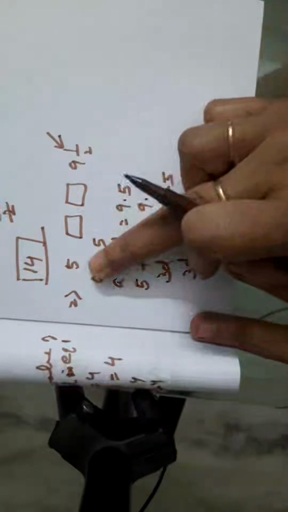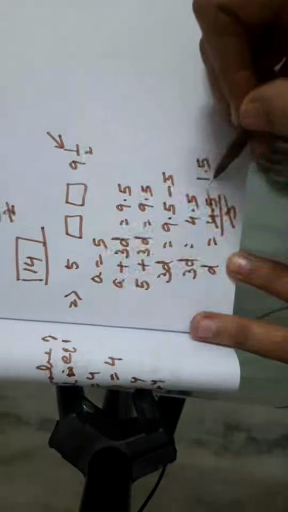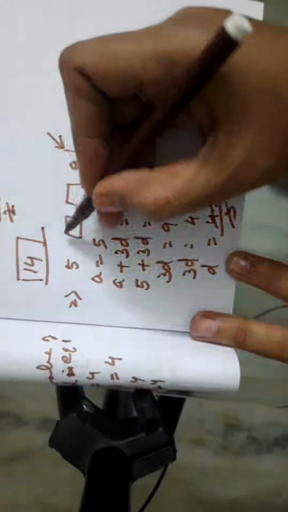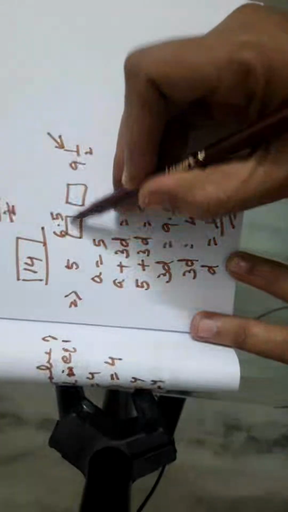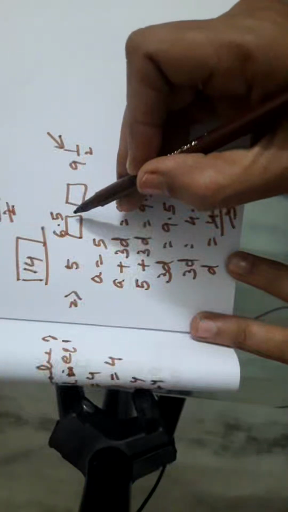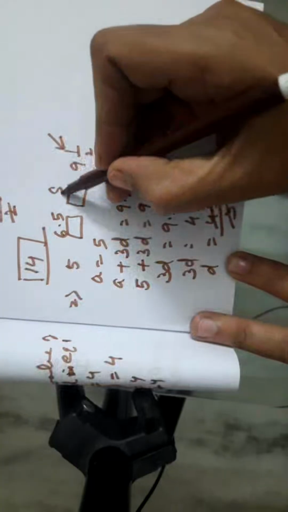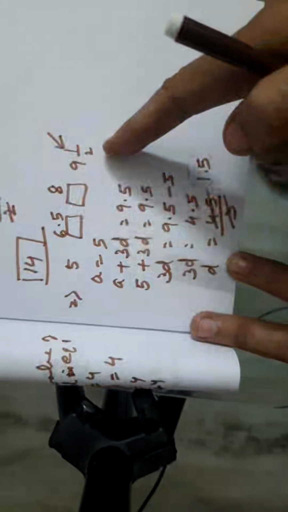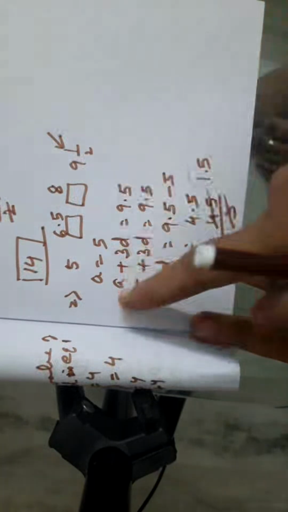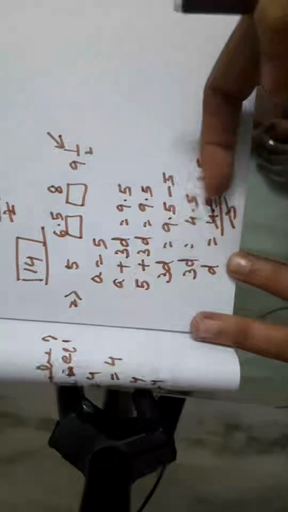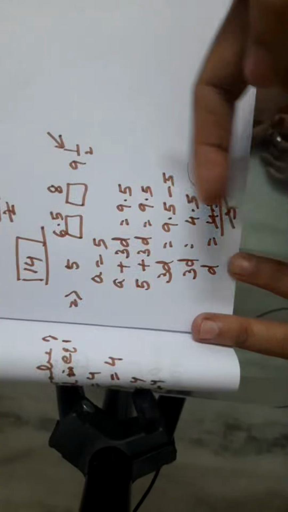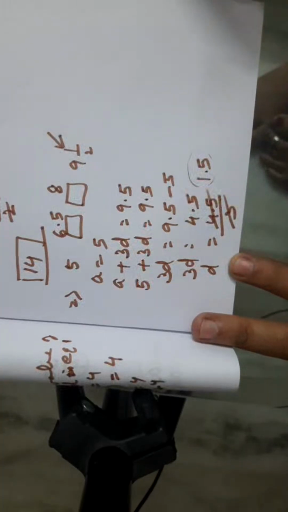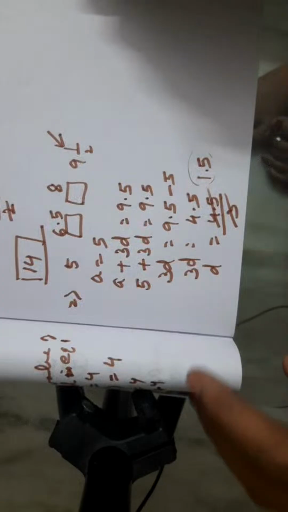We need to add them to get the sequence. Here the first one is given as 5. Add 1.5 to that, so this will be 5 plus 1.5, 6.5. Again adding 1.5, 6.5 plus 1.5 is 8. Then 8 plus 1.5 is 9.5. So this kind of question you can find out so simply. When we see this, we feel it is a very difficult question, but in real sense they are very easy, which you can solve very easily.